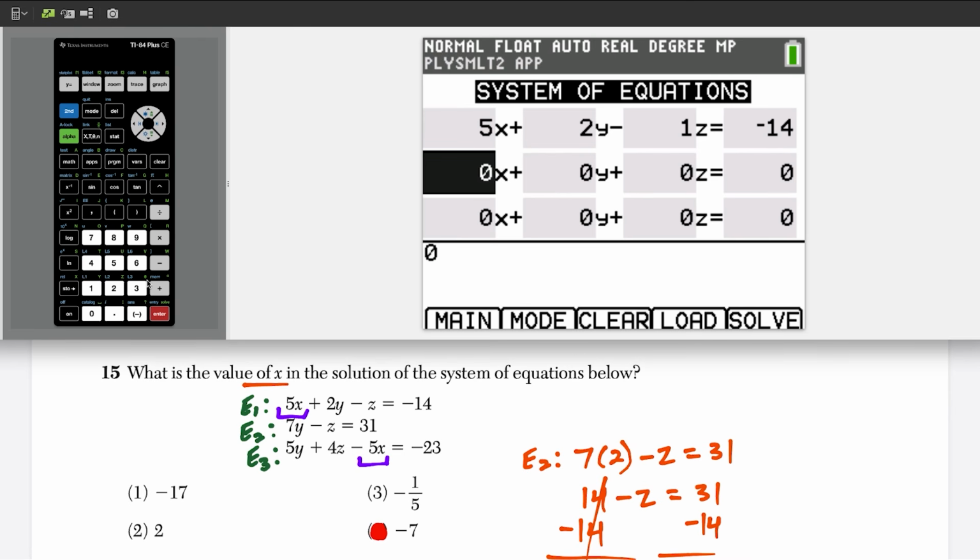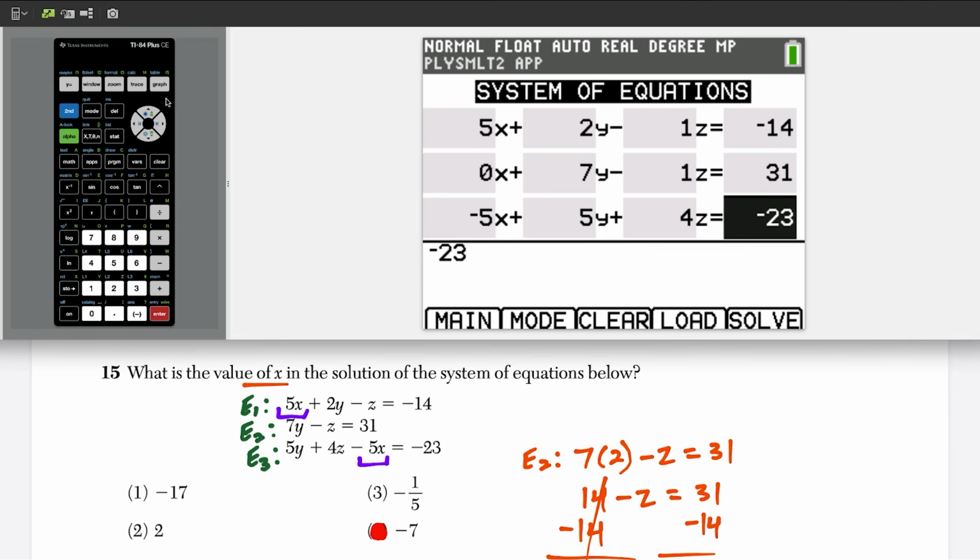And then next we have 0x, because it's just starting at the y. So I press enter just to continue here. And then we have 7y. And then we have minus z, so minus 1z. And this is equal to 31. And then last, we have a minus 5x. Notice this one's out of order, so it's a little bit tricky to deal with. We have a plus 5y. And then we have a plus 4z. And all of this is equal to negative 23.